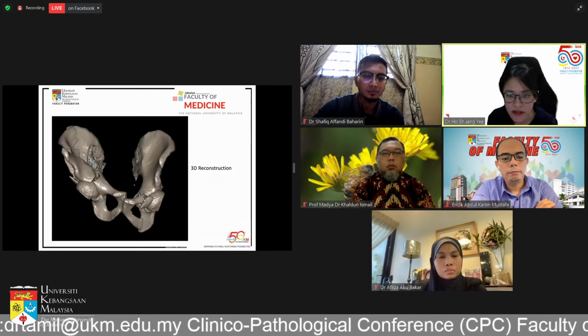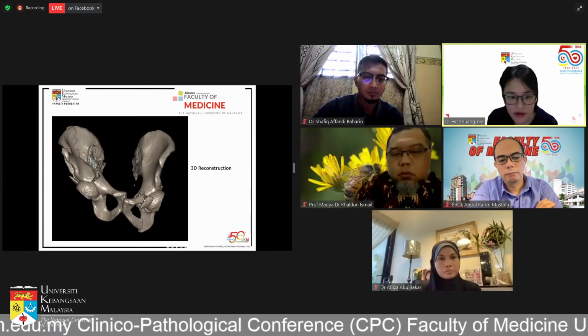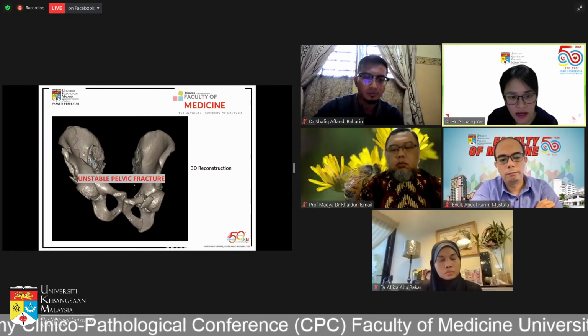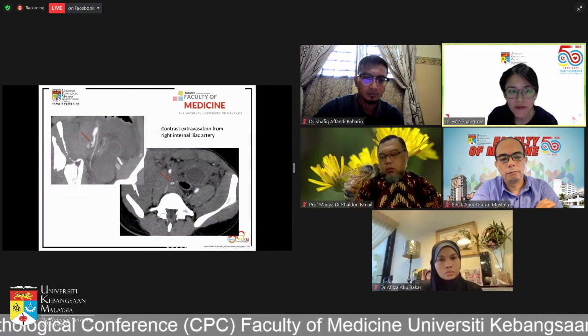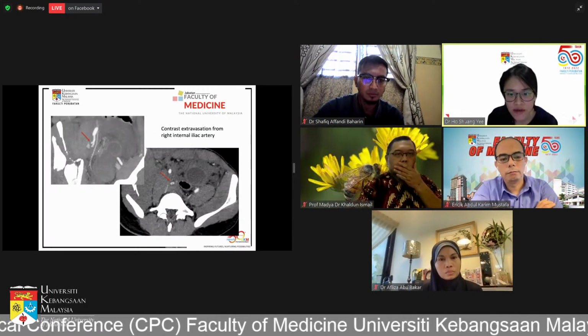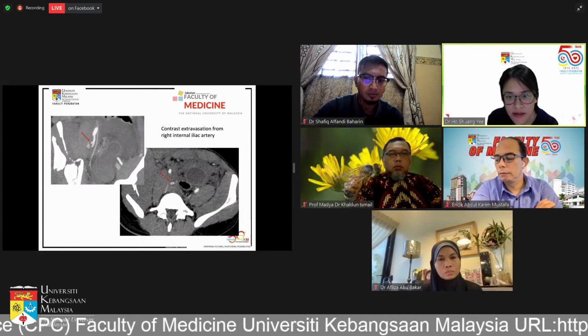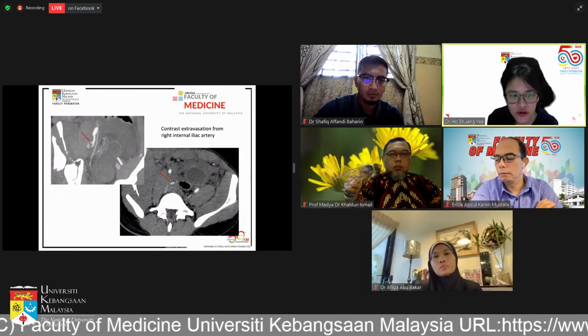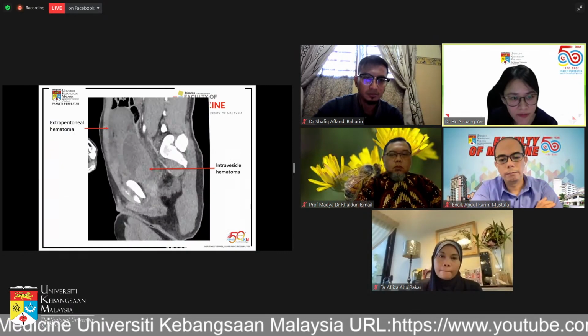You can see this is a 3D reconstruction. The patient has a globally unstable fracture. So this is an unstable pelvic fracture. Now I'll be showing the associated findings due to the pelvic fracture. You can see this is at the level of the pelvis. The right internal iliac artery shows contrast extravasation, suggestive of a vascular injury.